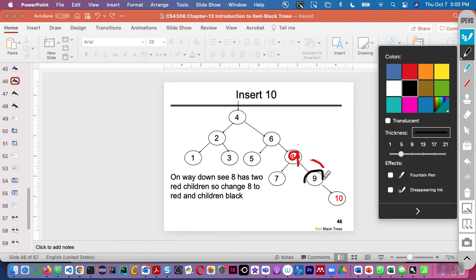This node, if you want to delete this node, then it needs to see its children's color, maybe its nephew's color. So this is why there are 6 cases over here.